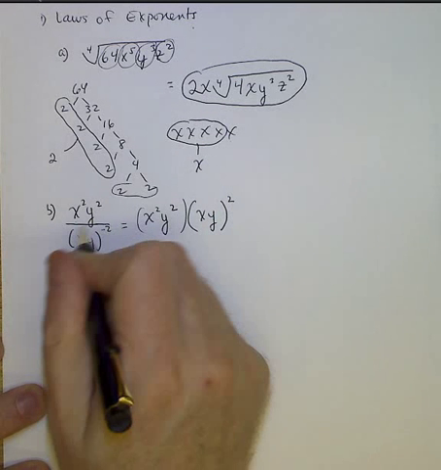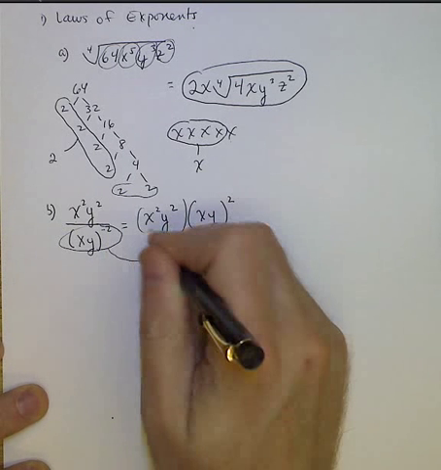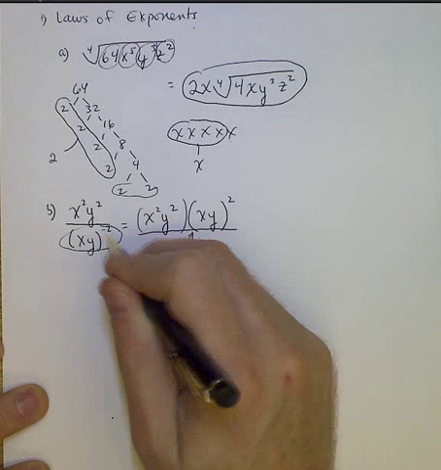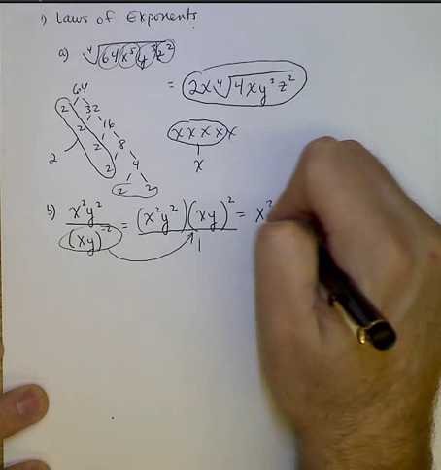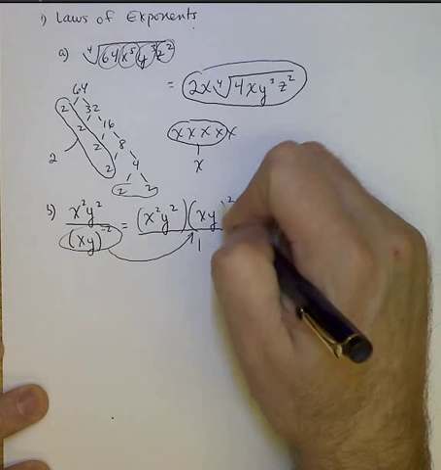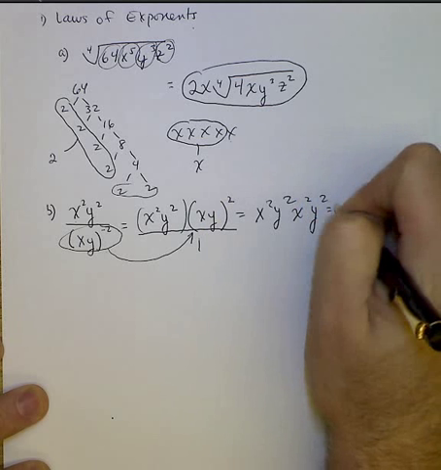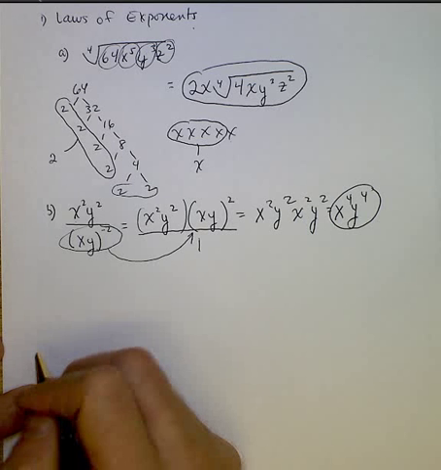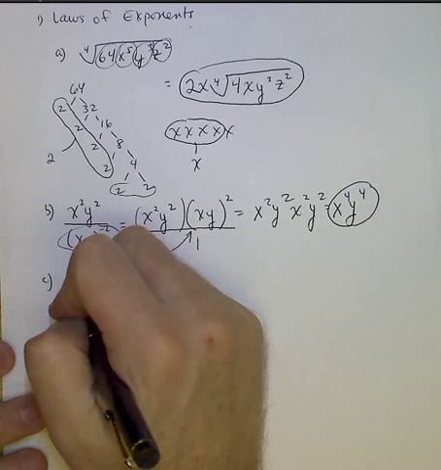This piece here can be brought up to the numerator by changing the negative 2 on the exponent to a positive. Now we continue on. This squared goes to both terms. So our final answer on this problem would be x to the 4th, y to the 4th. Let me give you another one, with addition.